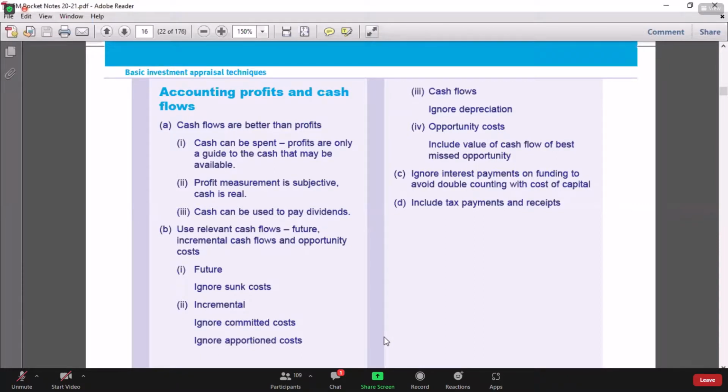Very, very important point. We need to consider the opportunity cost only when it is cash related, if there is any cash inflow or outflow. If cash is not involved, we should ignore the opportunity cost. I hope it is clear. So any question on this?